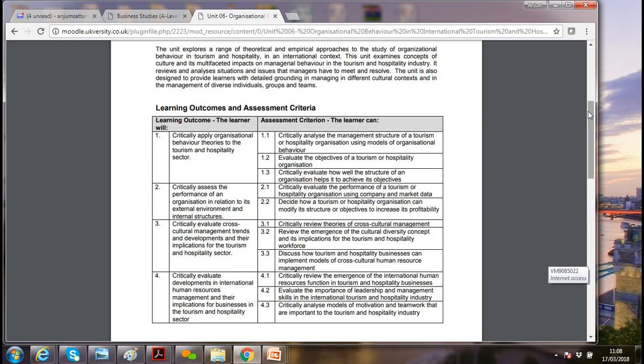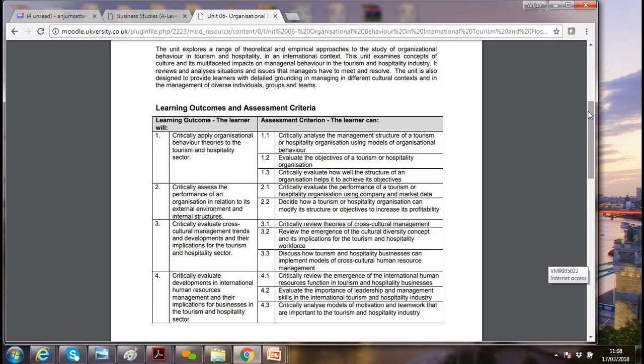We have 4 learning outcomes. So for the first learning outcome today, we'll go through the basics: critically apply organizational behavior theories to the tourism and hospitality sector. So we'll go through the very basics today, all about organization behavior and some management theories that are linked with behavior as well. In further lessons I'll go through more: the tri-component theory model, the attitude model of consumer behavior, and all these models. We'll record the further lessons tomorrow in more detail as well.